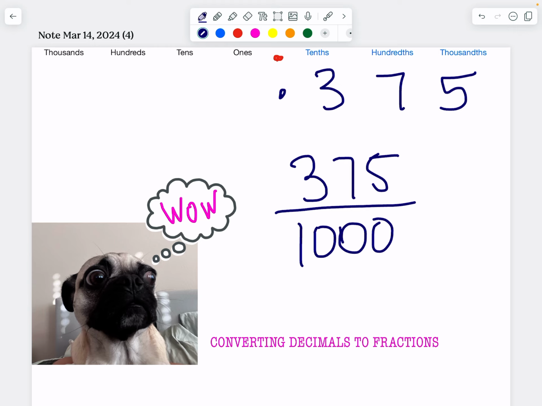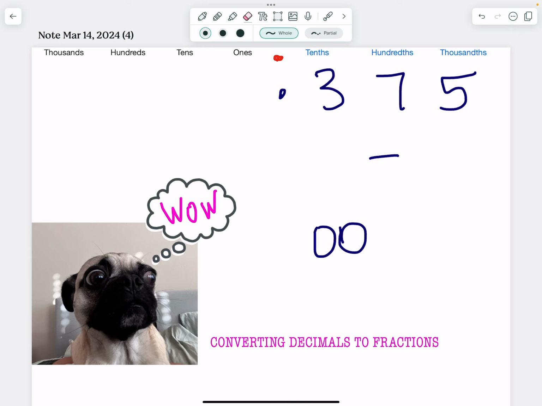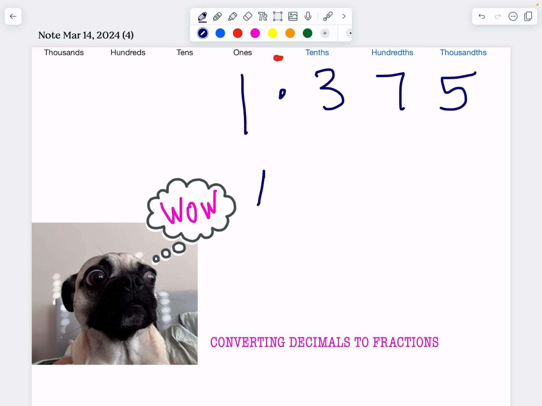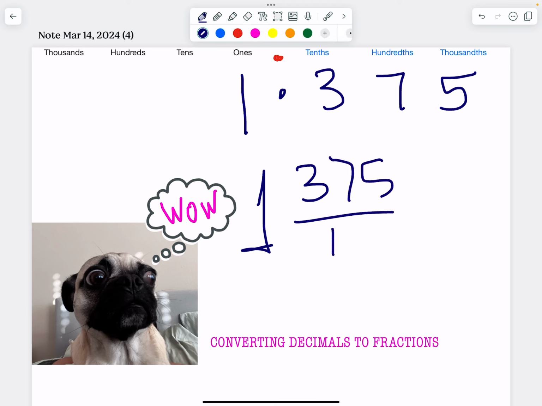Okay, now what happens if we have something on the other side of the decimal? Okay, so now we have a whole number. So that will be 1 and 375 thousandths. So we will write that, oops, 375 thousandths, just like this.